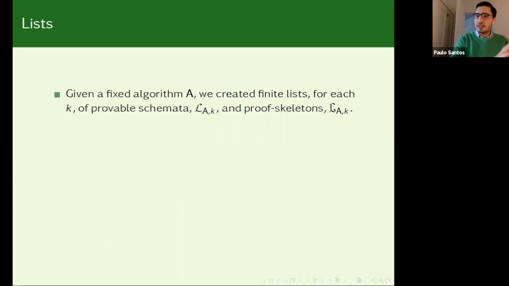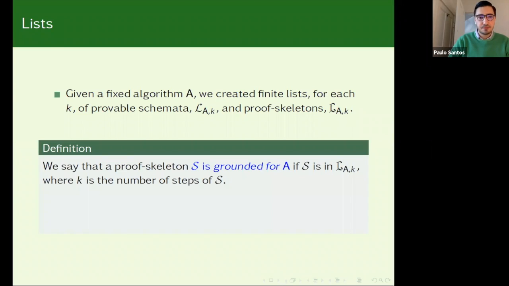Okay, that is not a very strong property, by the way. So we then took the list approach, in the sense, the approach where we construct lists. For each algorithm, we created finite lists for each value of k of provable schemata and proof skeletons. Of course, these lists for a given k consist of provable schemata in k steps, and the same for proof skeletons with k steps.